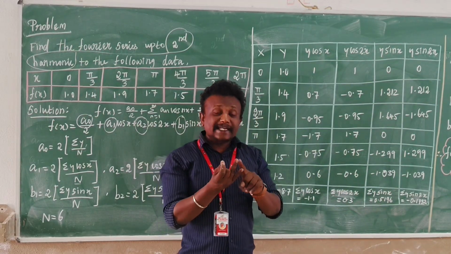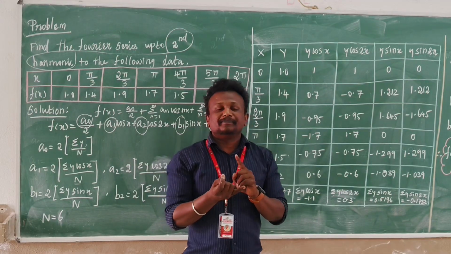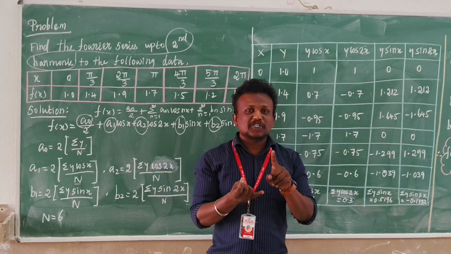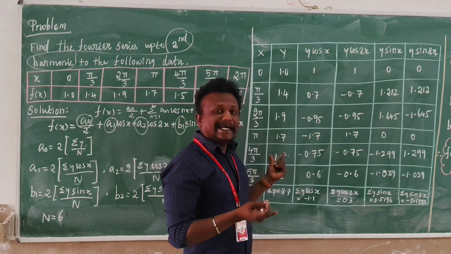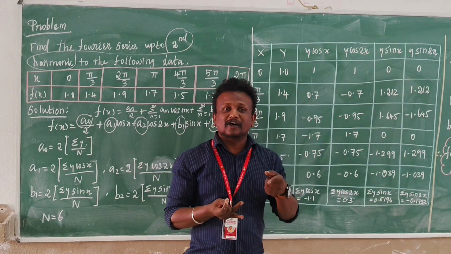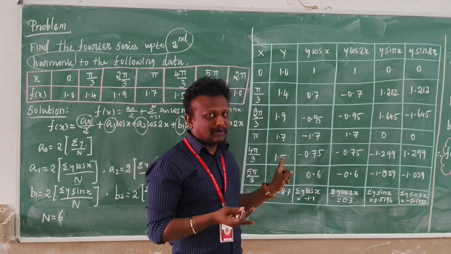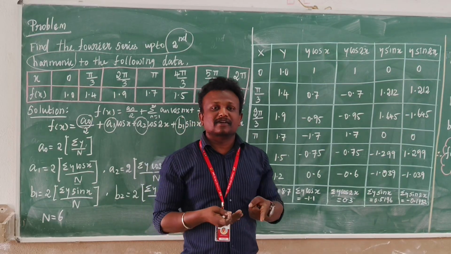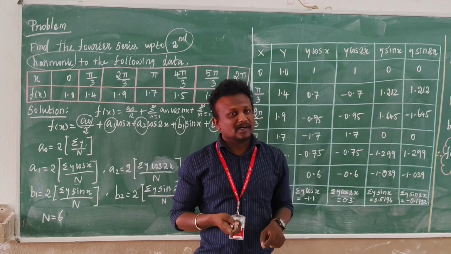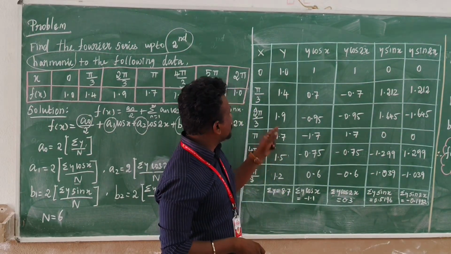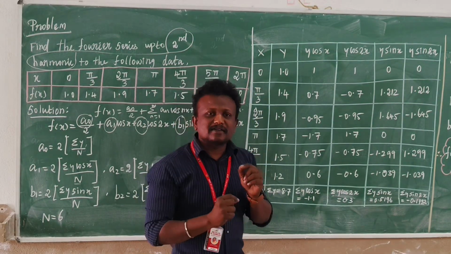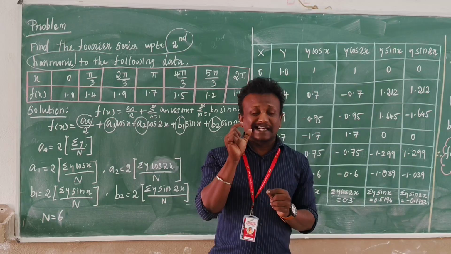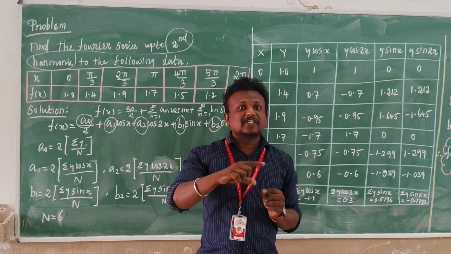There are 3 types in harmonic analysis. The first type is pi form, where your problem will be given in terms of pi. In the second type, you will be given your problem in terms of T form. In the third type, in terms of L form. Understand that. Here it is pi form, so first we need to convert our calculator accordingly.